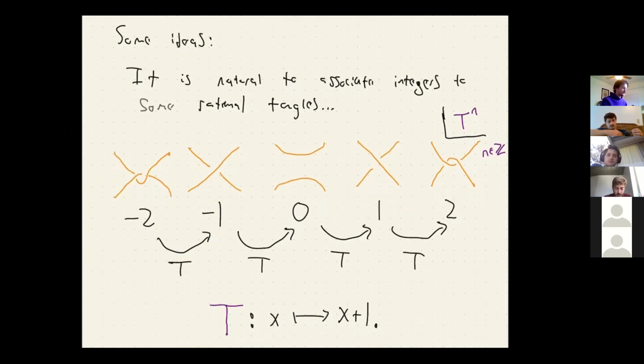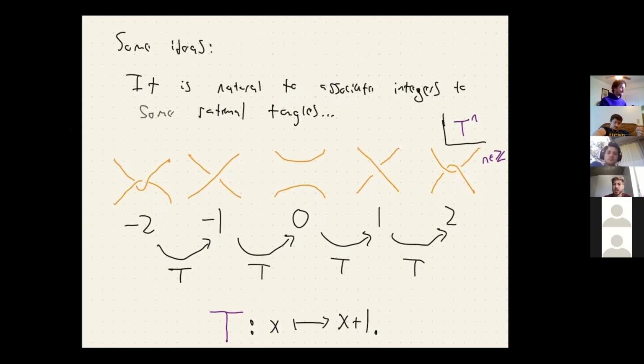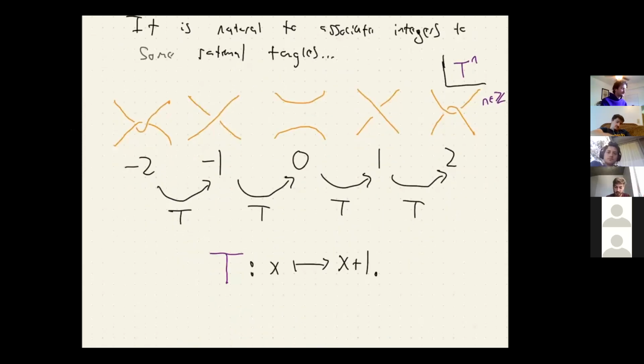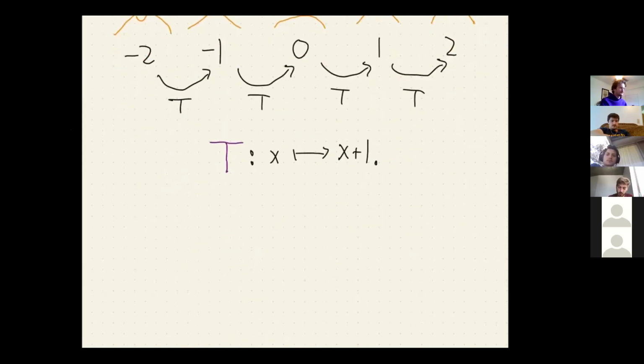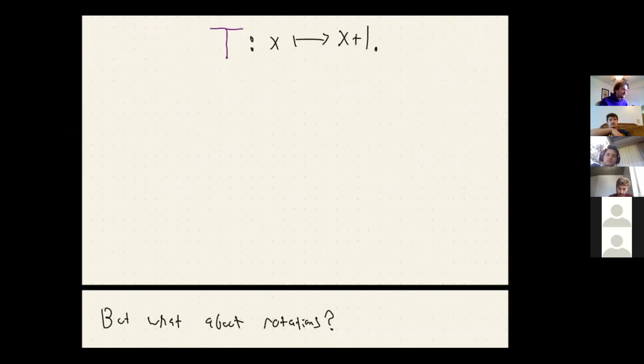Somehow this is telling us that whatever number we want to assign to our tangles, we should think of t as doing a +1. This is just a loose idea, but we should think of t as doing a +1.